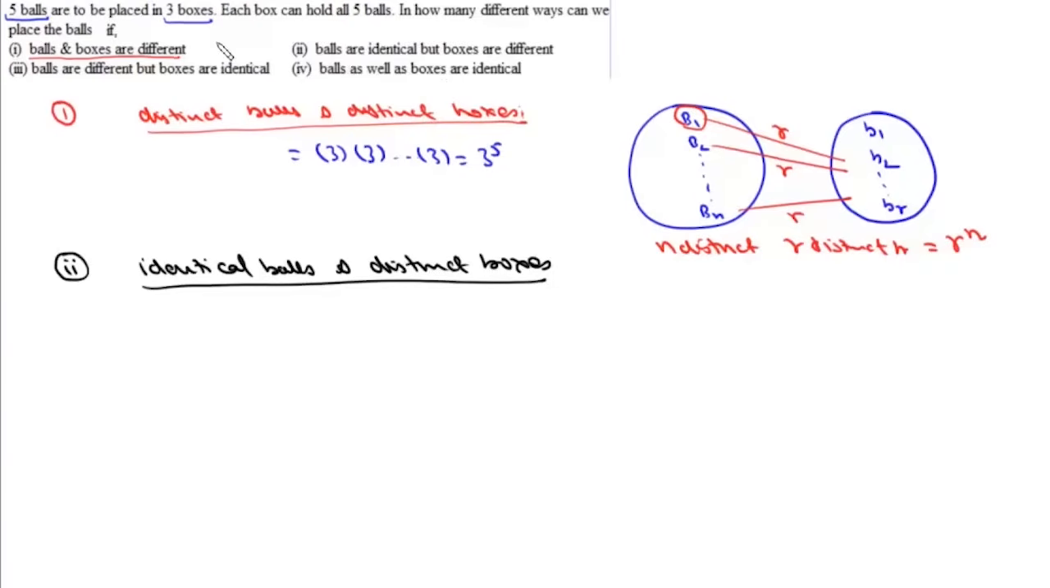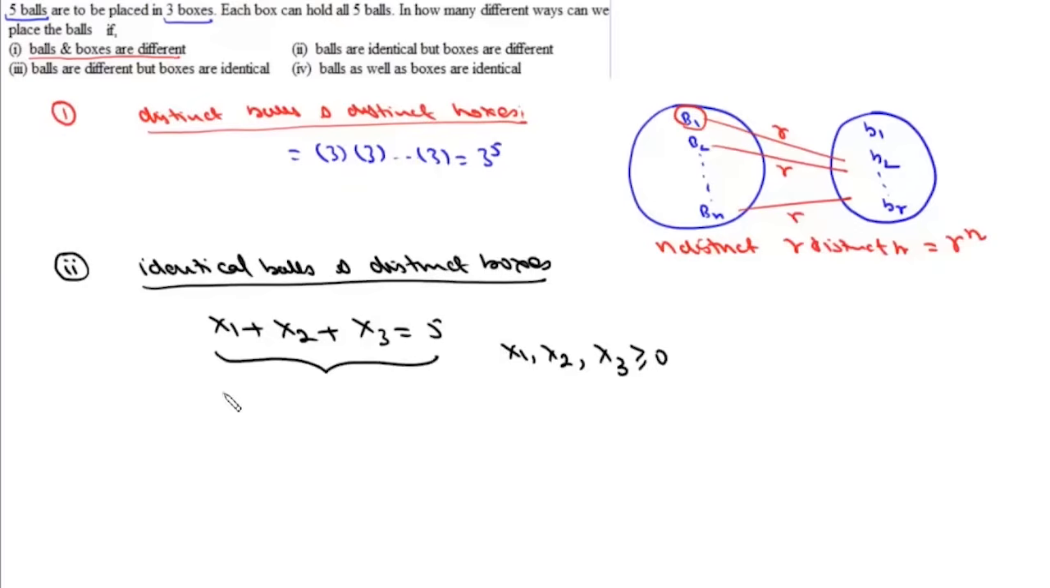So we have three boxes. Suppose the number of balls in the first box is x1, the number of balls in the second box is x2, and the number of balls in the third box is x3, and the total number of balls must be 5. Now any box can have any number of balls. So each of these x1, x2 and x3 must be greater than or equal to 0, and they must be integer values. So we have to find the number of non-negative integral solutions.